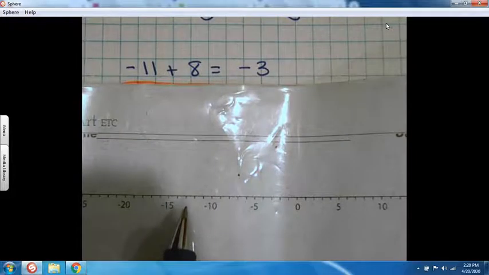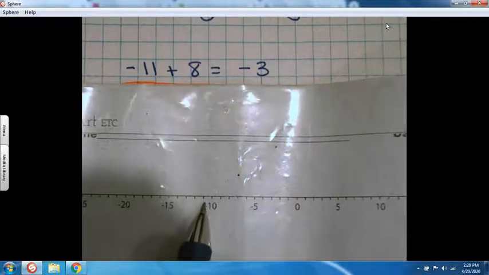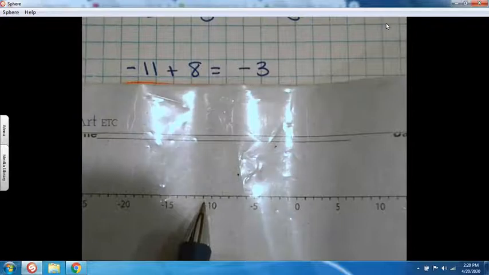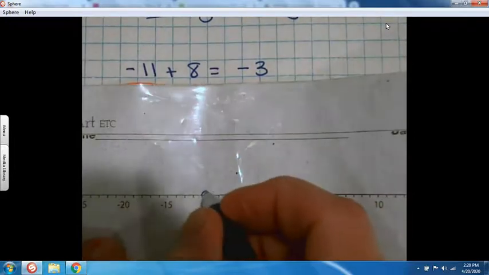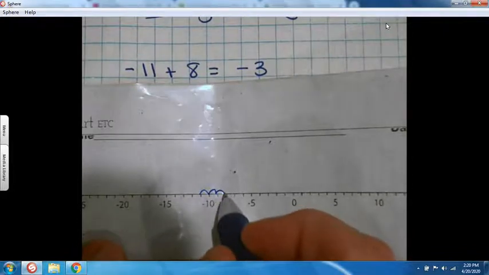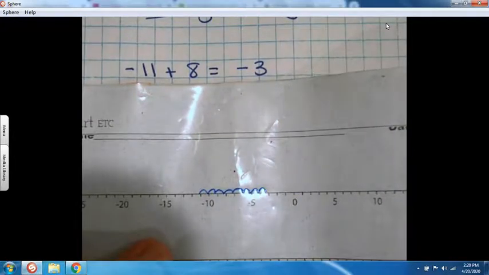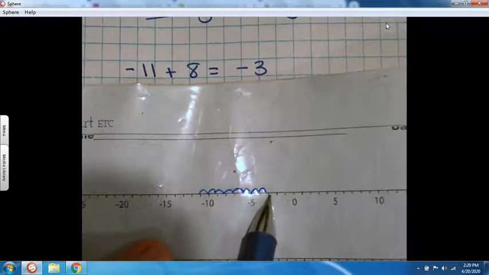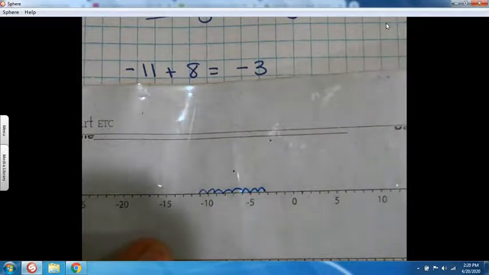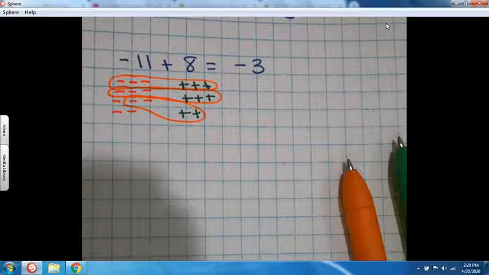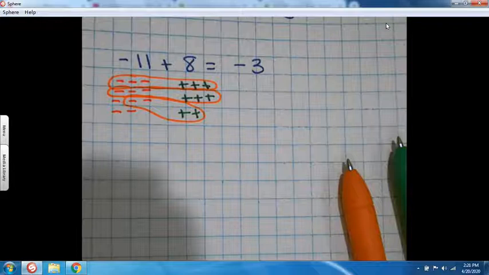So we start at negative 11, which is here, and we go positive 8. So that means we're going to go to the right. So we start at negative 11, and we go right 8. So here we go. 1, 2, 3, 4, 5, 6, 7, 8. And where did we end up? We ended up at negative 3. So you can use the number line if you'd rather, or you can draw pictures. I kind of like the pictures because then when you go to learn the rule, it's going to make more sense to you.